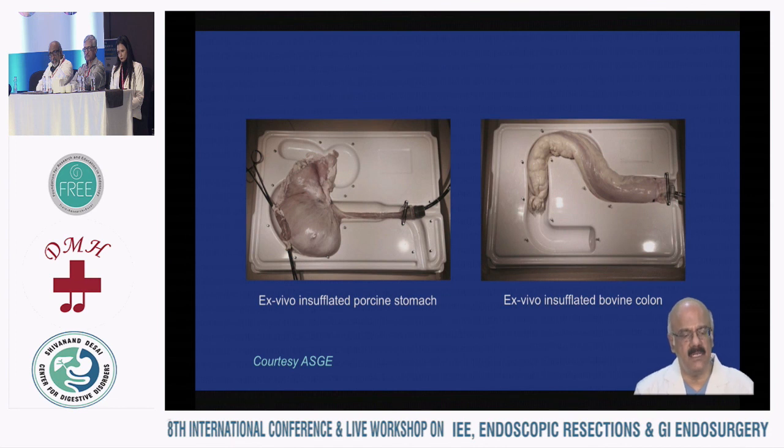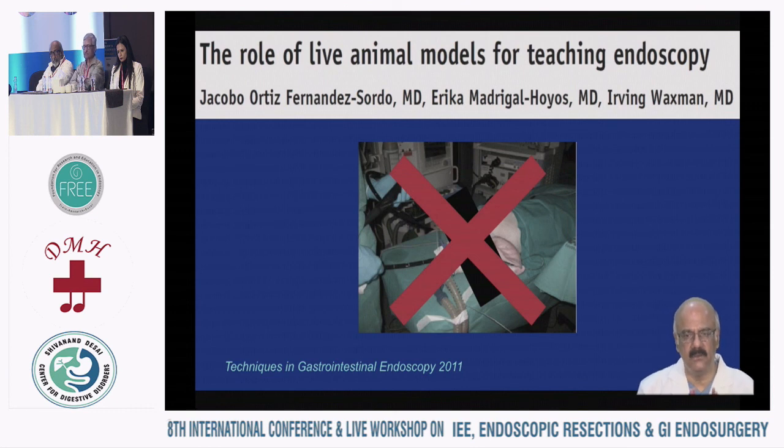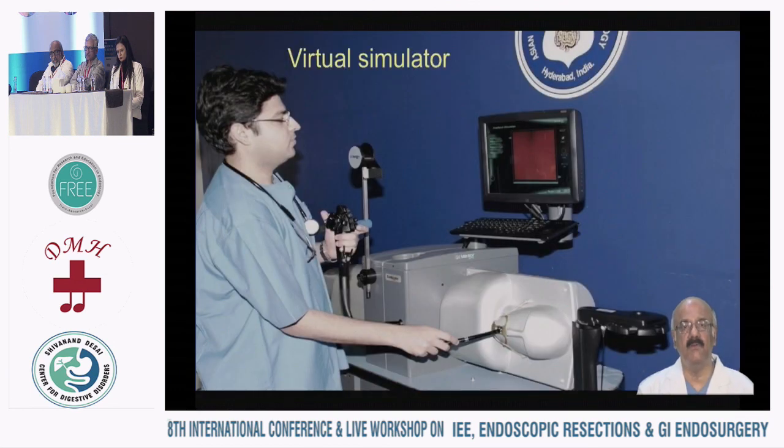I think the most commonly used models are these inflated porcine stomachs or inflated bovine colon. Unfortunately, they can't duplicate real life situations. The only way to duplicate real life situations is to do it in live animals. But I think there are a lot of problems. In fact, in our own hospital, we have a live animal lab, but there are so many ethical considerations, so many other considerations that have to be taken into account, the cost factors, the logistics and so on. And therefore, to a large extent, although they're ideal for third space or endoscopic surgery training, live animals are not commonly used.